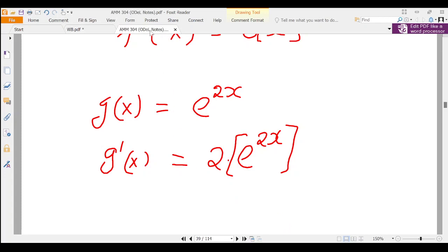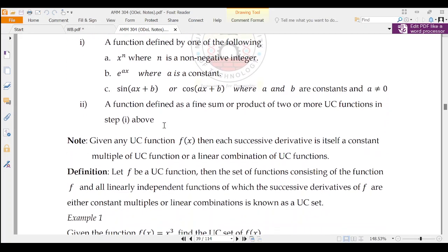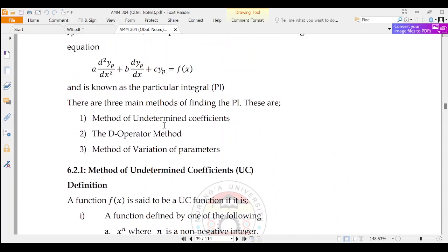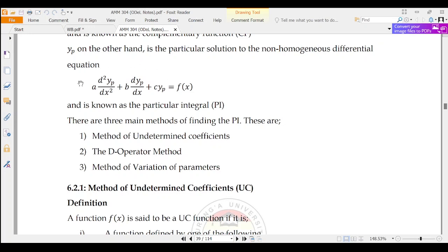Now, when we are solving a second order non-homogeneous differential equation using the method of undetermined coefficients, one requirement is that the function f of x here, because the differential equation will be of this kind, must be a UC function in order to use the method of undetermined coefficients.